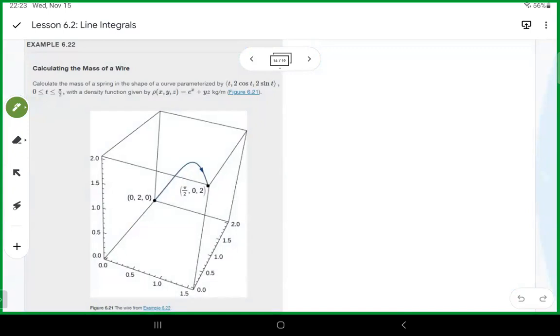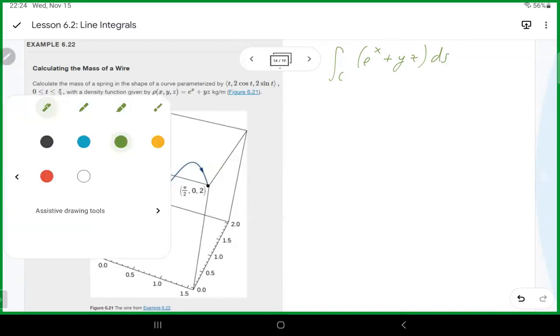Calculating the mass of a wire. Calculating the mass of a spring in the shape of a curve, given the following information. Calculate the mass of the spring. We must find the value of the scalar line integral of, where C is the given helix. To calculate this integral, we will write it in terms of t using equation 6.8.